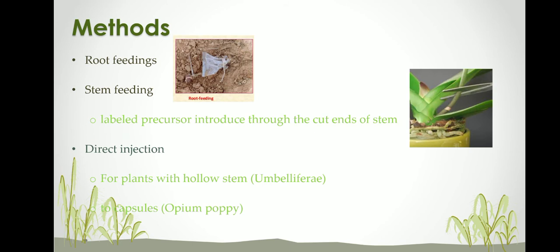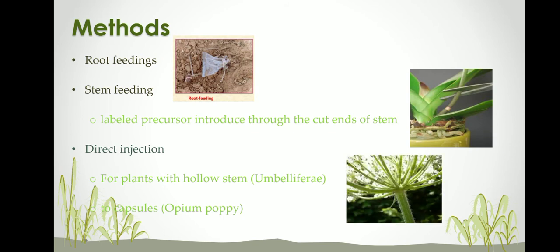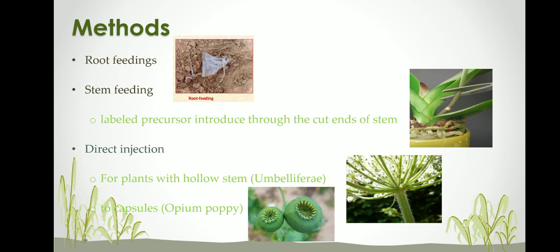Next one is direct injection. Direct injection method is particularly applicable to plants with hollow stem like Umbelliferae, coriander, fennel, dill, caraway. ഇതിലെല്ലാം ഹോളോ സ്റ്റെം ആണ്, അങ്ങനെയുള്ള കേസിൽ യൂസ് ചെയ്യാം. And to capsules, opium poppy. And this method is not applicable to rigid stems because it may cause loss of radioactive solution from the site of injection. എപ്പോഴും നമ്മൾ ബോഡിയിൽ ഇഞ്ചെക്ഷൻ കൊടുക്കുമ്പോൾ സോഫ്റ്റ് ആയിട്ടുള്ള ഭാഗത്താണ്, ബോൺസിലൊന്നും ഇഞ്ചെക്ഷൻ കൊടുക്കാൻ പറ്റില്ല.